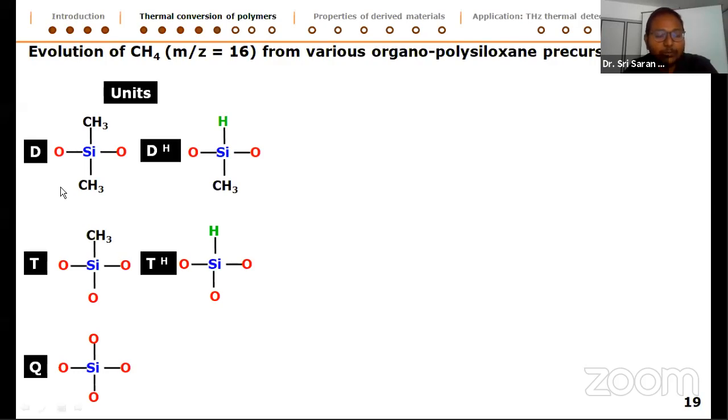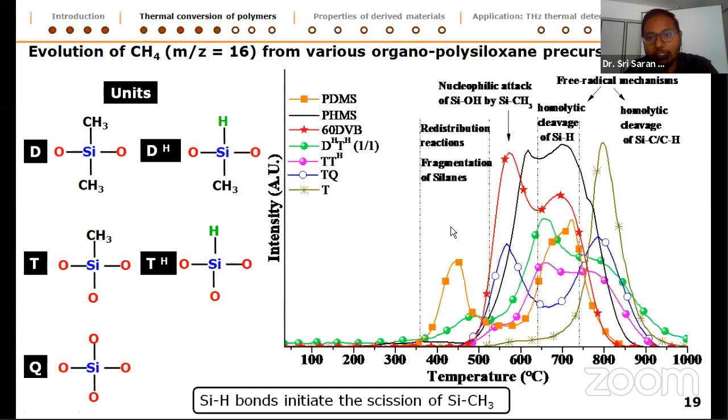So in order to introduce this, I first introduce the terminology that we use in the case of siloxanes. As you can see, if you have two oxygen, then it's a D unit. And in the case of the D unit, if you have replaced the methyl group with the hydrogen, then we call it DH. Similarly, if you have 3 oxygen, we call it T and DH. And when you have 4 oxygen, it's Q. So this is the terminology.